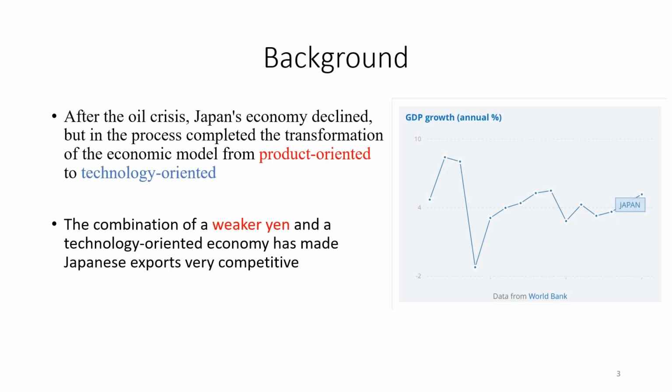After the oil crisis, Japan's economy declined, but in the process completed the transformation of the economic model from product-oriented to technology-oriented. The combination of a weakened yen and a technology-oriented economy has made Japan's exports competitive. Therefore, as you can see here, the GDP grew from almost negative 2% to over 4%. So next, let's talk about the Plaza Accord.